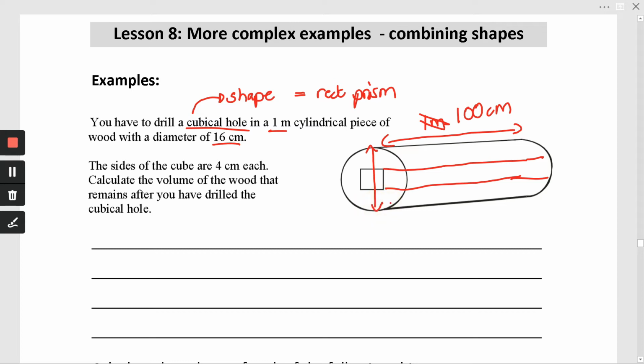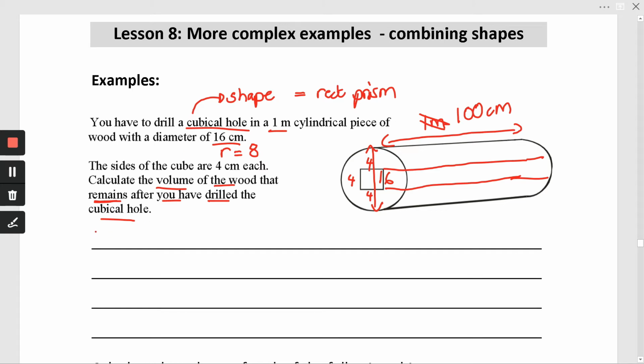So remember that with cylinders, I'm often dealing with radius. So that's fine. I might need to convert. So I'm just going to write there radius equals 8, just in case that's more helpful. And then that is 16 going all the way. But then they tell me that the sides of the cube, which is not quite a cube, those are 4. So that's 4, that's 4, they're all 4. Okay, so it does tell me a little bit more about the shape of that hole that is going to be drilled in there. Calculate the volume of wood that remains after you have drilled the hole.